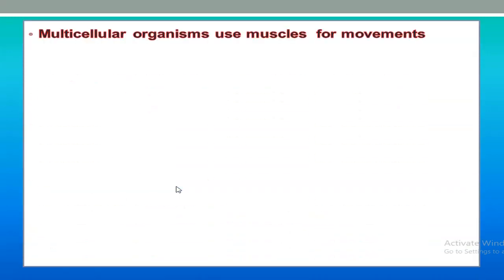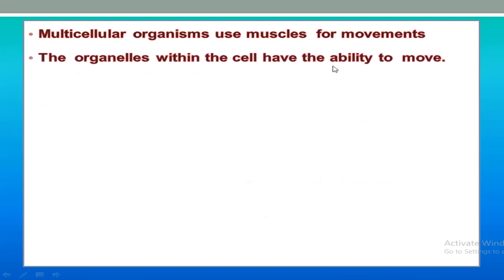Right, then we will go to our next one. Multicellular organisms use muscles for movement, and also the organelles within the cell have the ability to move. We have learnt in unit 6 that inside the cells there are organelles. What are the organelles within the cells? Nucleus, mitochondria, endoplasmic reticulum, Golgi complex, ribosomes, and things like that have the ability to move.